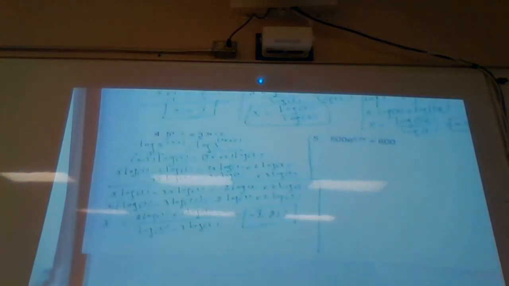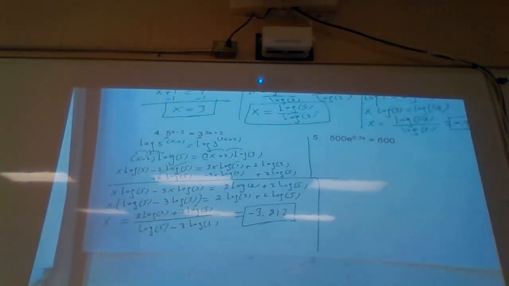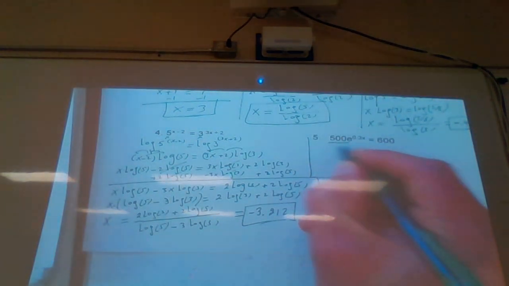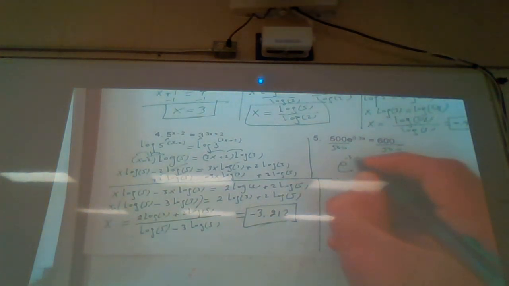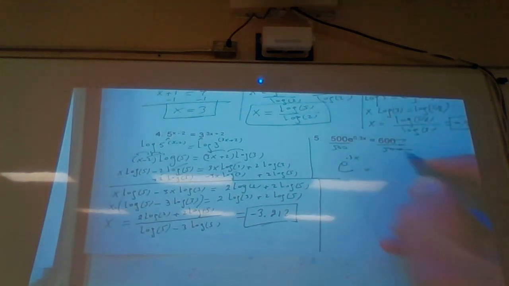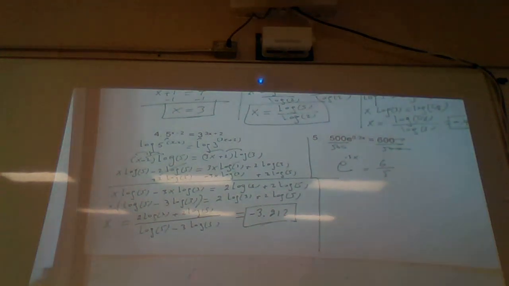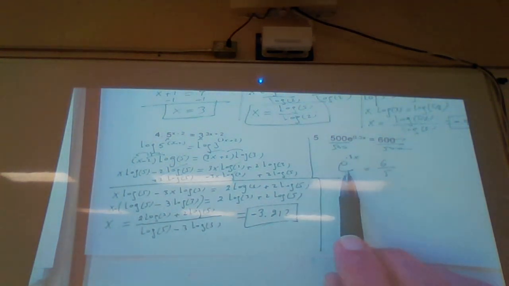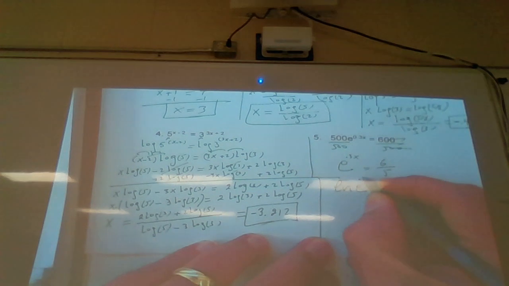Number 5. Again, anytime, remember, if you can divide, add, or subtract a number to help you make it easier, please do so. I notice I can divide by 500, so that would leave me e to the 0.3x is equal to, simplify it, 6 divided by 5. Base e, base 6, base 5, I can't fix it, so I'm going to take the log on both sides. Because I have an e, we're going to take the natural log, ln, on both sides.